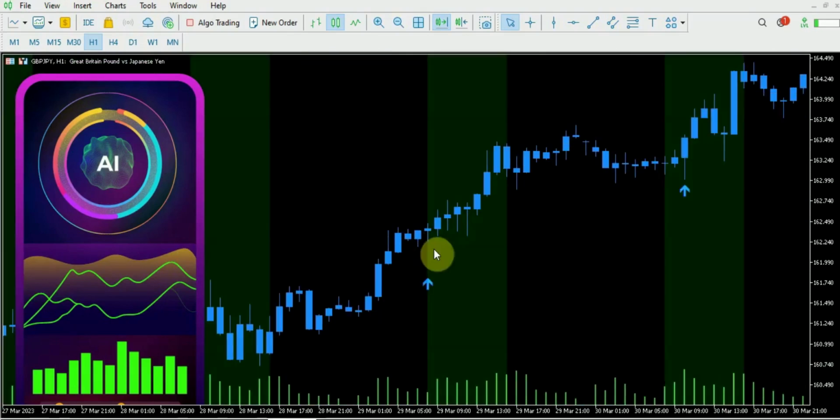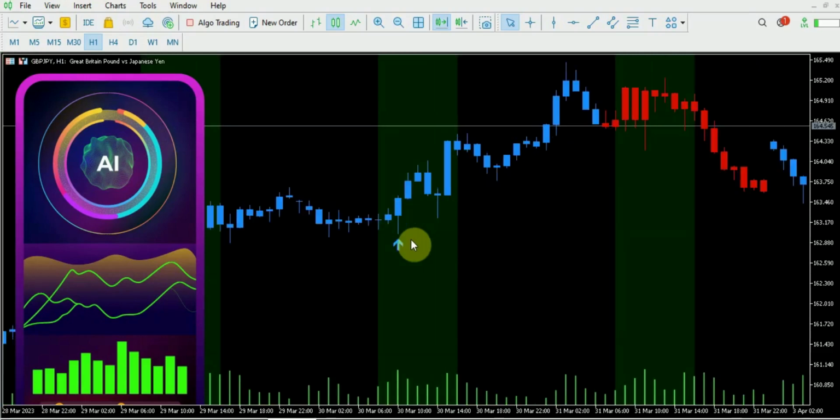Alright, so the strategy is, if we see a buy alert, for example right here, what we want to do in this case is to wait for this candle here to close, alright, this bar here to close, and then we'll enter on the next candle, okay? So you can set a take profit of 20 pips or 50 pips. It's really dependent on you and what you want to take from the market at that particular day, alright?